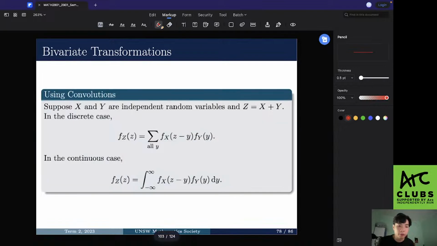It's called a convolution. Essentially, if we want to find the PDF of X plus Y, where X and Y are distributions, we can use this fancy integral right here, where we integrate over every possible y value f of X, where the X value is z minus y, multiplied by f of Y, where we use the value y. This is with respect to dy, and that gets us f of Z of z.